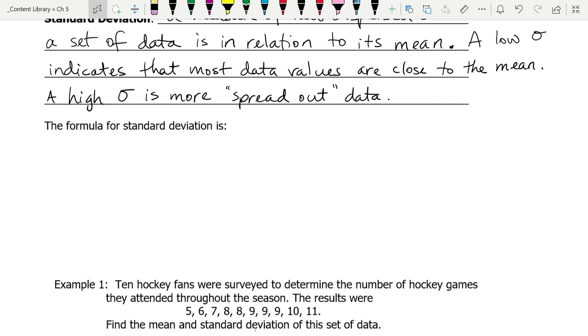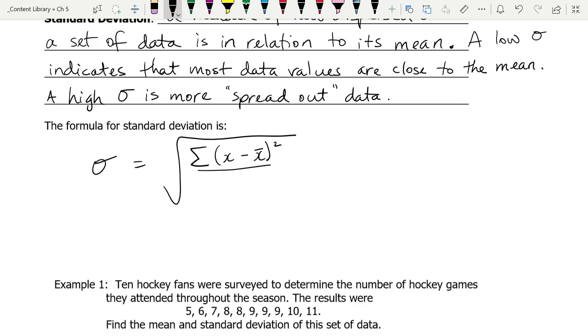Well, you'll see actually coming up in the examples here. Okay, so here's the formula. Sigma, that's lowercase sigma, a zero with a hat on it, or a lowercase o with a hat on it, is the symbol for standard deviation. It is the square root of, remember this symbol? We've seen it already. Sum. The sum of all of the data points minus their mean and squared, all divided by the number of data points.